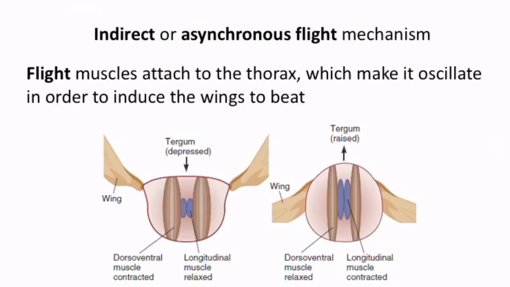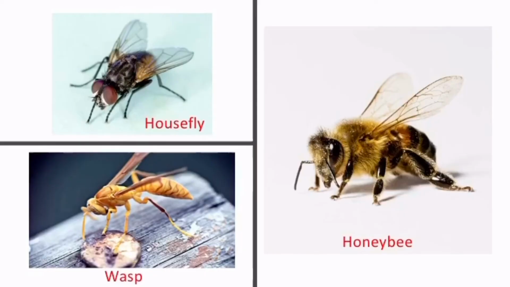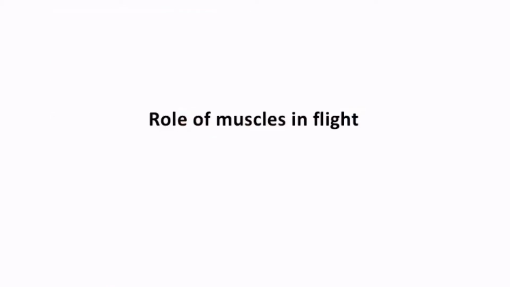Indirect or asynchronous flight mechanism. In this case, flight muscles are attached to the thorax, which make it oscillate in order to induce the wings to beat. For example, here you see the wing of an insect, and this is the roof of the thorax. So, these muscles are attached to the thorax. This type of flight is exhibited by honeybees, houseflies and wasps.